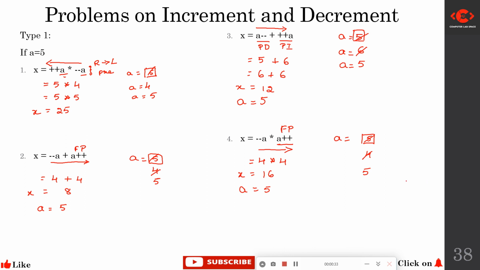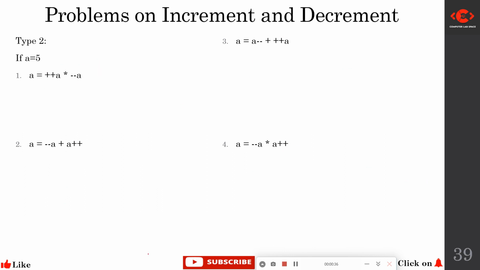So now we will start with the type 2 problems. Here we are operating on a single variable and assigning the value of the expression to the same variable. So if you watch the previous video, you will understand the difference between type 1 and type 2 problems. We'll start with that. I've taken the similar problems but assigning to the same variable. That's all. I already explained this, but let's repeat this again.